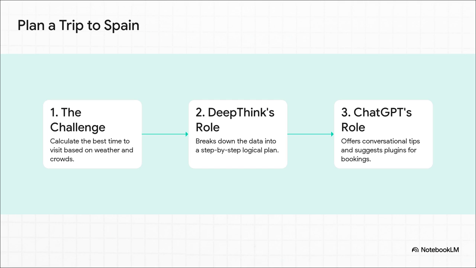Or how about planning a big trip, let's say to Spain? You got all these constraints, right? You want the best weather, but you hate crowds, and you're on a budget. This is a perfect job for DeepThink. It can chew through all that data and spit out a logical, step-by-step plan for the absolute best time to go. Then, once you have that logical framework, you can jump over to ChatGPT for the fun stuff, like creative ideas for your itinerary, or using a plugin to actually start booking flights and hotels.